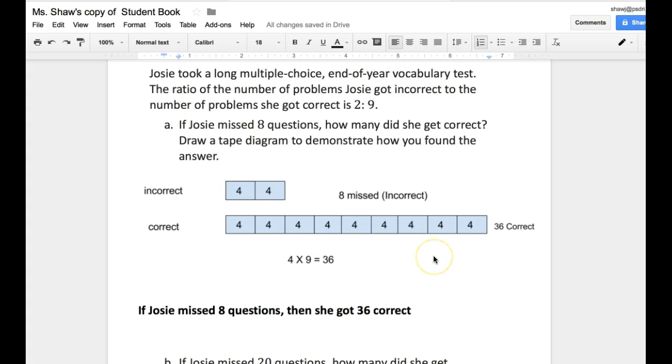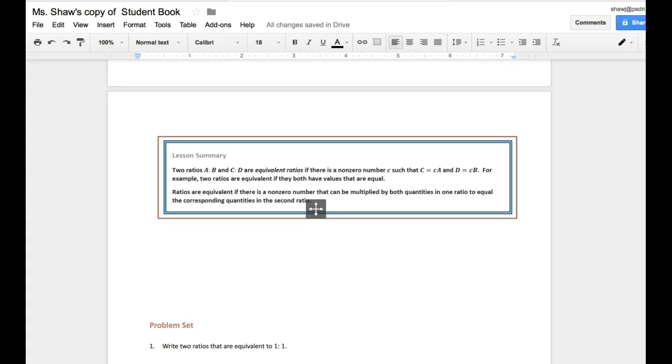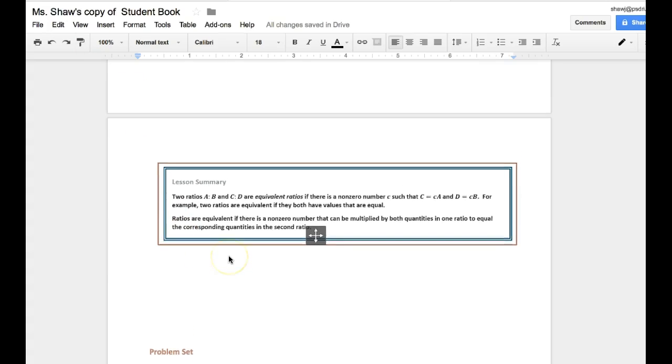Now you did it on Edpuzzle, and you should have gotten the correct answer if you put 36 in there. Now if you got any of the other ones incorrect and you're not sure why, feel free to go ahead and send me an email or see me in class about it. I'd like to go over the lesson summary right now.